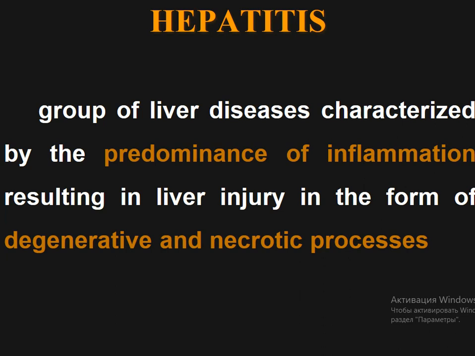As you can see, in both groups of diseases, in hepatosis and hepatitis, the same morphological features are present, and they include degenerative processes, necrotic processes, and inflammation. But the predominance is different. In hepatosis, degeneration and necrosis predominate. When we talk about hepatitis, we see predominance of inflammation, but we also see degenerative and necrotic processes.